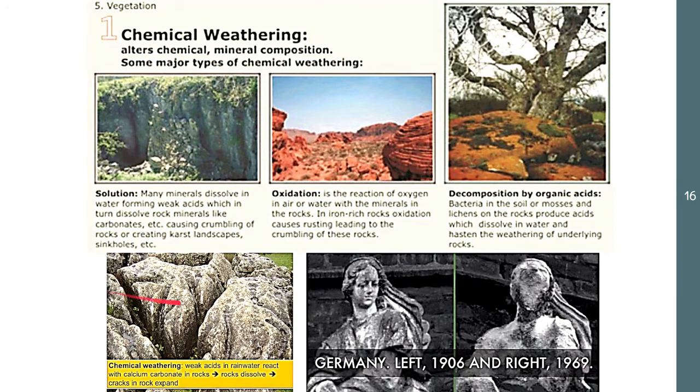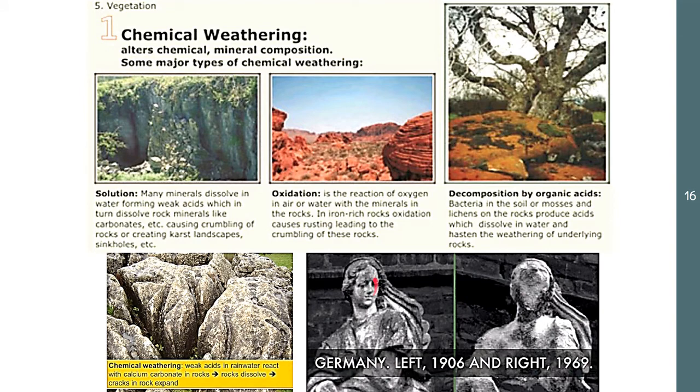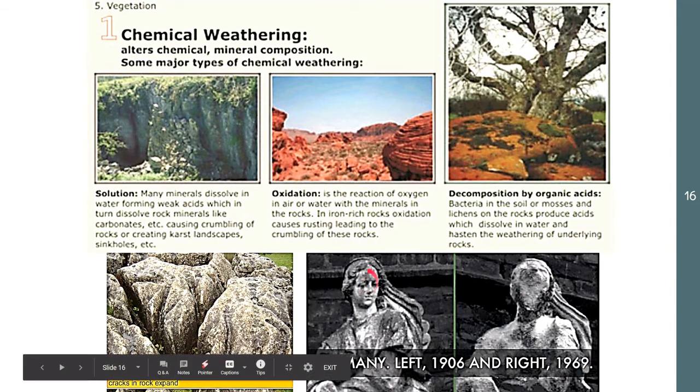So here we have another example of chemical weathering. This statue, possibly containing calcium carbonate, eventually became weathered down, and as you can see here, the features are no longer visible after 60 years because the weak acid in the rain has had chemical reactions with the calcium carbonate, causing it to erode this way.